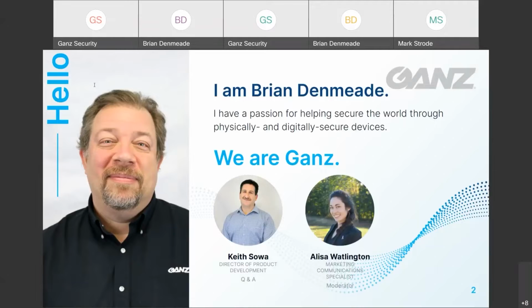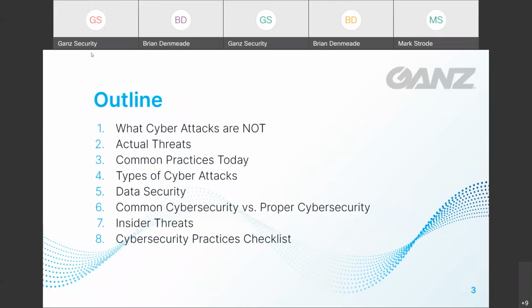Today we're going to cover cybersecurity, or more specifically, it's going to be more about data security within the security industry. Cybersecurity tends to be more on the IT side. So let's go ahead and we'll get this rolling here.